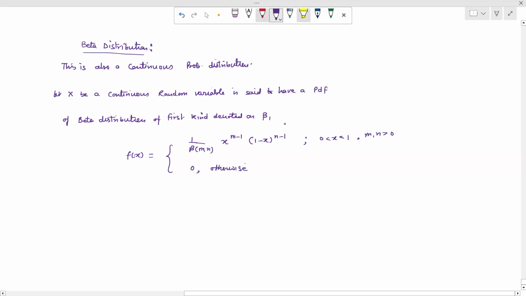When x follows the beta distribution, we can write that x follows the beta distribution. This is beta distribution of first kind. We denote it as beta 1 with parameters m, n. So x follows beta 1(m,n). Beta 1 means beta distribution of first kind.